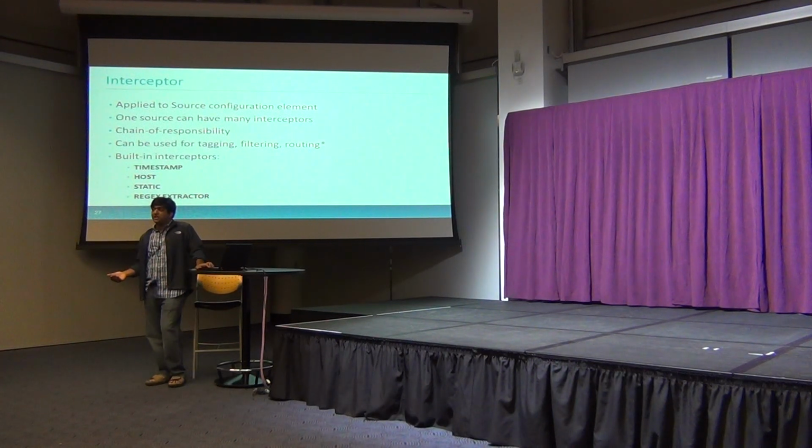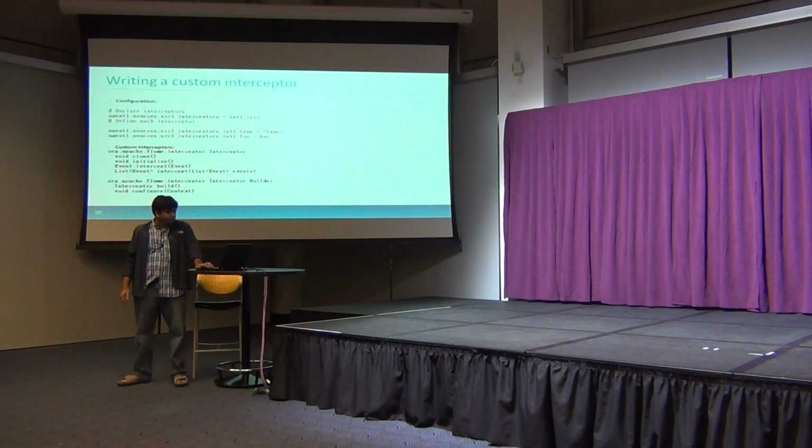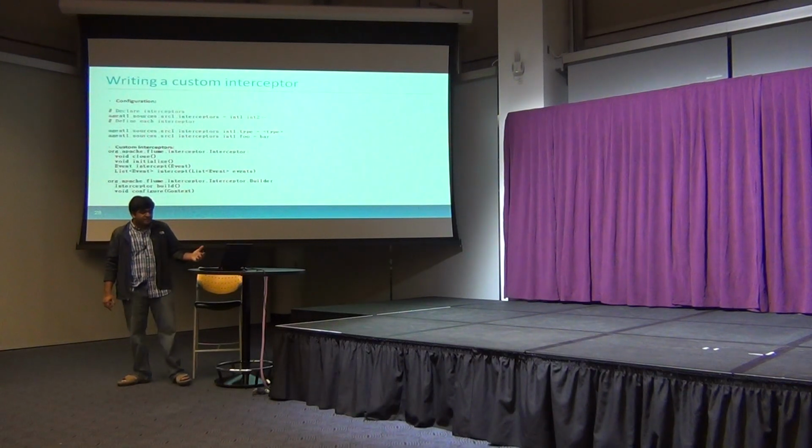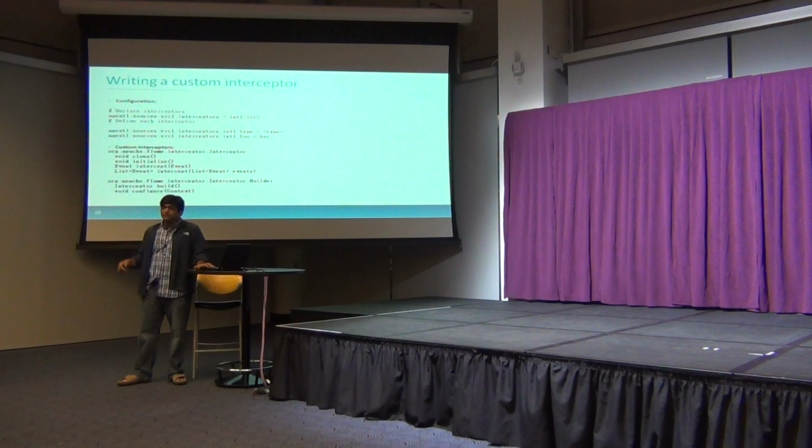You can have an interceptor chain. So in your configuration, you say you have 5 interceptors per source. It will go in that exact order, and eventually get the list of events from the last interceptor. Writing a custom interceptor is pretty simple. All you need to do is implement the interceptor interface and then create a builder for it, and you just pass the builder in the configuration, and Flume will build it and deploy the interceptor.